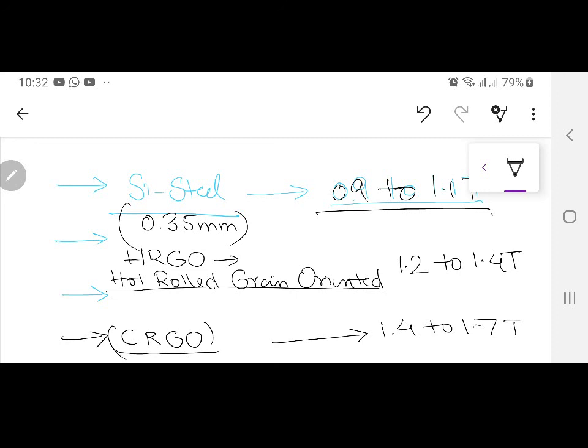अच्छा, इसका मतलब ये नहीं है कि they can't go from 1.7, they can go, but they will saturate. The BH curve will saturate. So 1.4 to 1.7 Tesla is the maximum value that you can achieve over something in that range. So if you are using a CRGO silicon steel, then you can have a very big value.